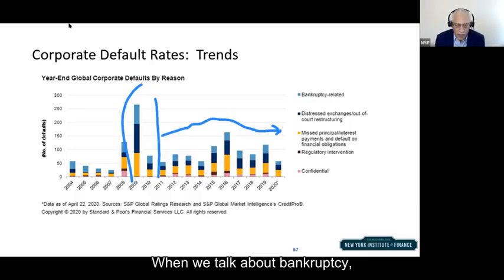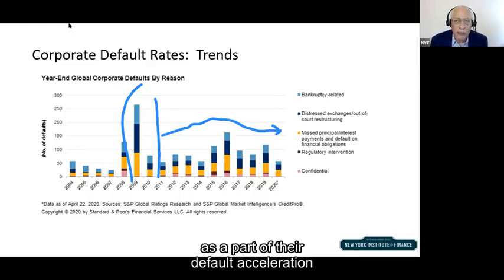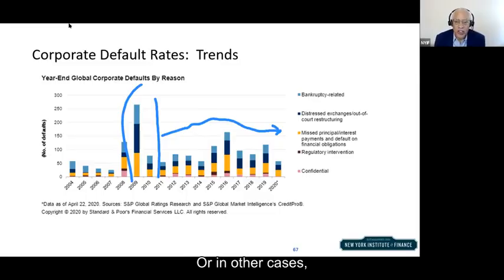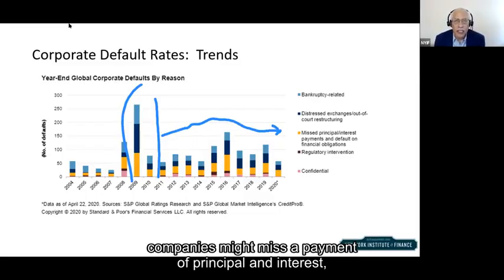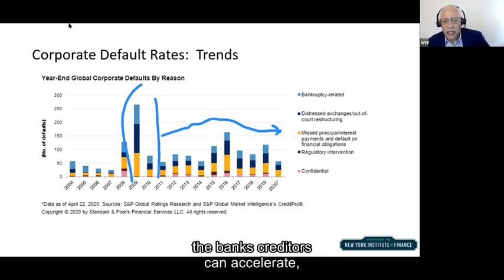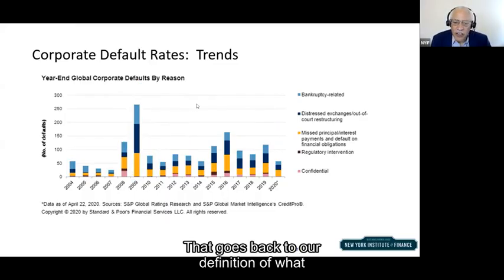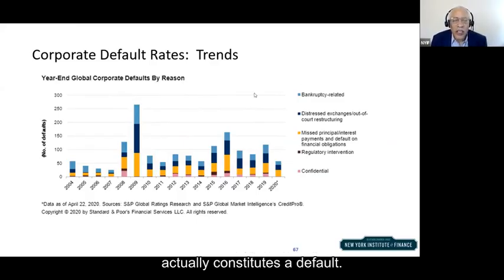In some cases, companies can file themselves. Let's keep that in mind. When we talk about bankruptcy, a company itself can file for bankruptcy to ask for reorganization. Its creditors can put it into bankruptcy as a part of the default acceleration after a missed payment. Or in other cases, companies might miss a payment of principal and interest, and that's a default, but it's not yet in bankruptcy. That goes back to our definition of what actually constitutes a default.